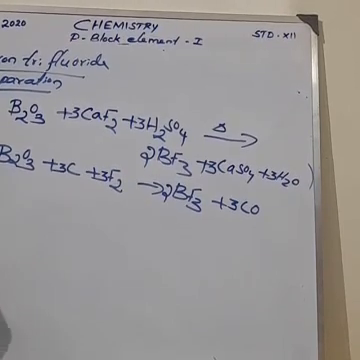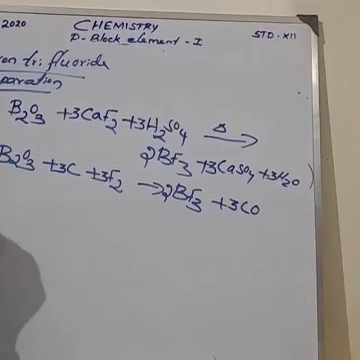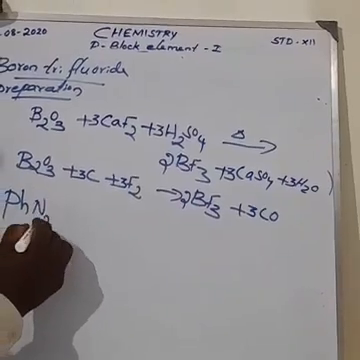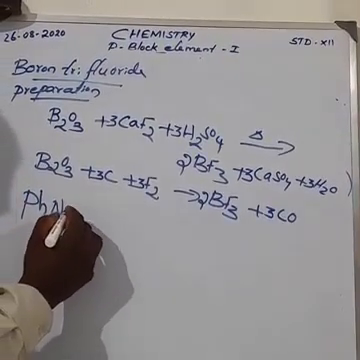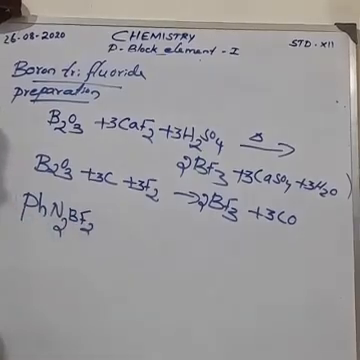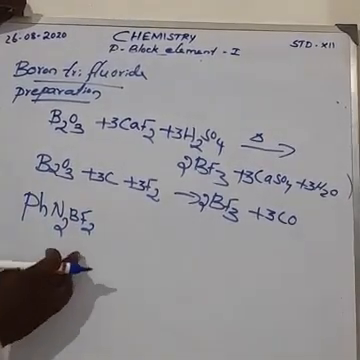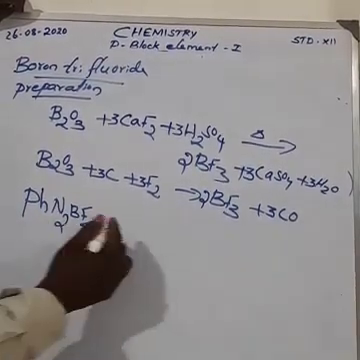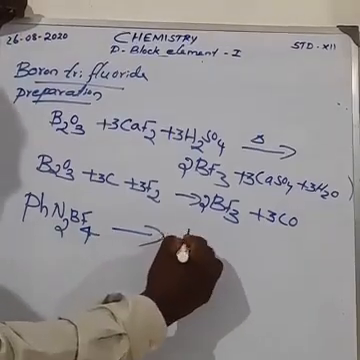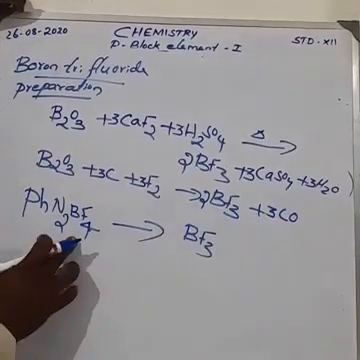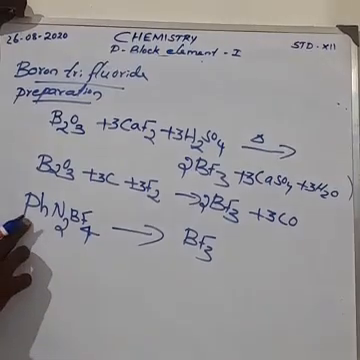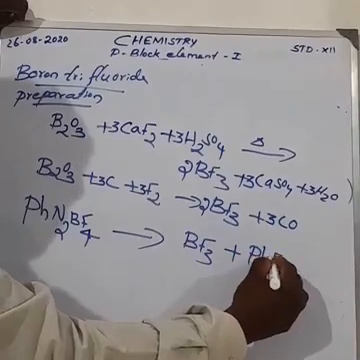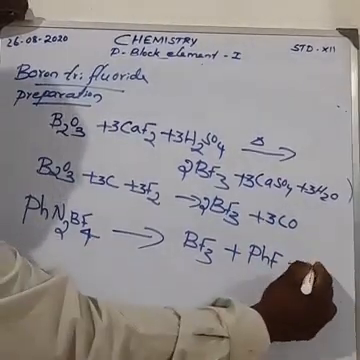Next about benzene diazonium tetrafluoroborate, otherwise called phenyl diazonium tetrafluoroborate. This on heating, we get BF3, boron trifluoride. And also the phenyl combines with the fluorine, we get PhF plus nitrogen.